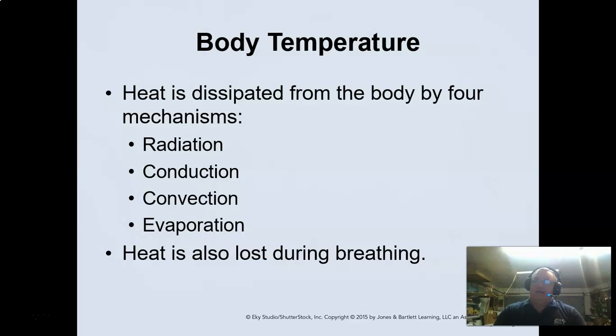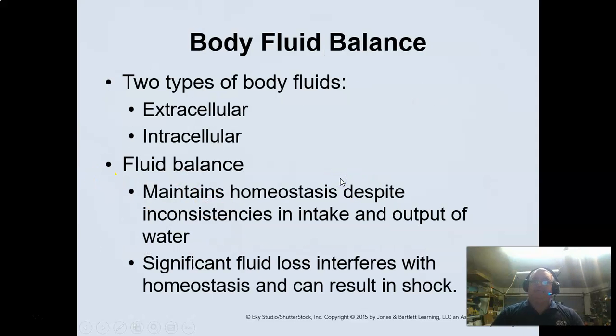And this is again, it's also lost during breathing, by the way. So really our only cooling mechanism in our body is the air pack that's on, okay? So stop and think about that for just a sec.